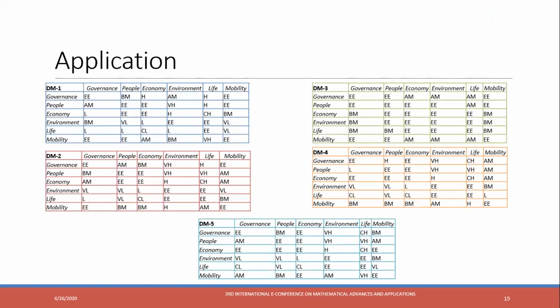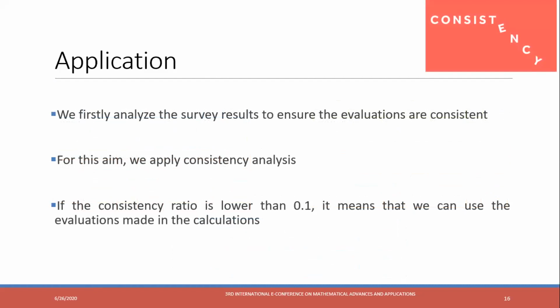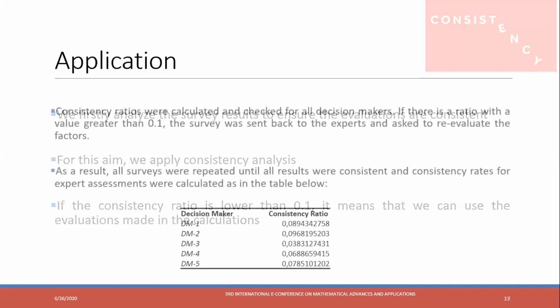So these are the evaluations made by the decision makers using the linguistic scale that we presented in the previous slide. After we got the evaluations, we analyzed the survey results to ensure the evaluations are consistent. So we applied the consistency analysis and calculated the consistency ratios for each pairwise comparison matrix by the experts. If the consistency ratio is lower than 0.1, that means we can use the evaluations made by the experts in the calculations to determine the criteria weights.